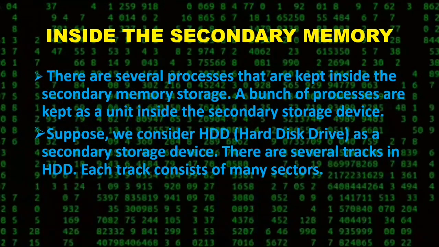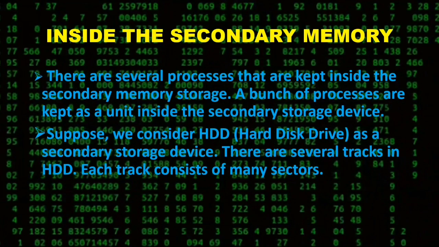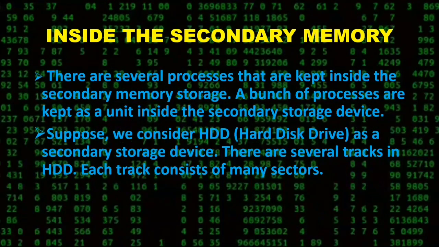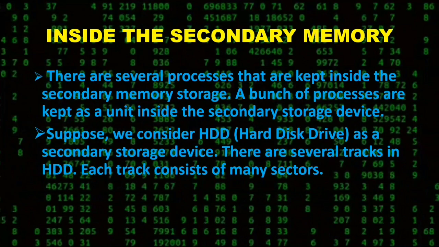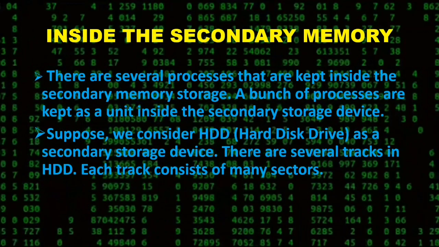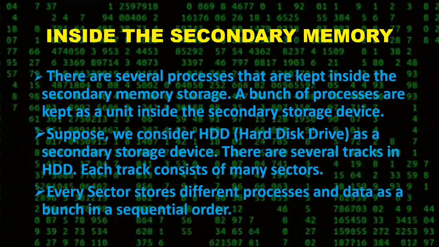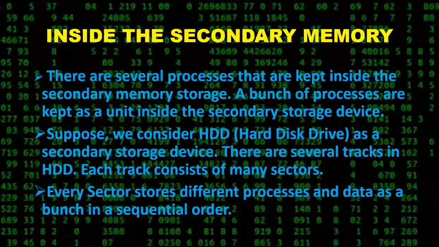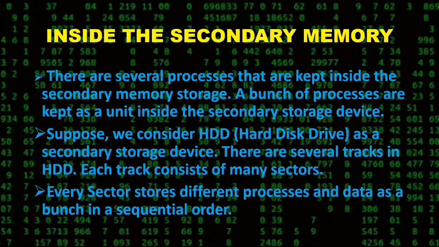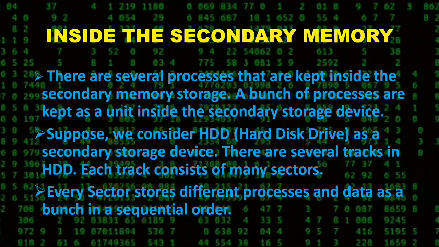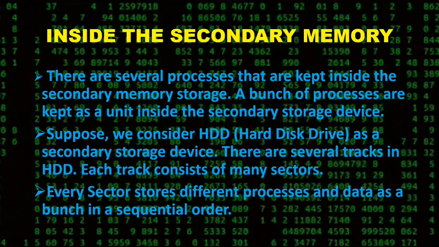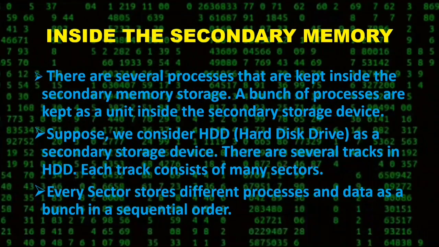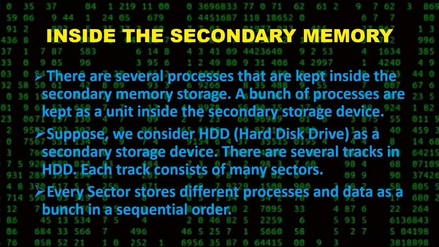If we talk about the structure of a hard disk drive, there are several tracks in a hard disk drive. Each track consists of many sectors. Now every sector stores different processes within it. I will give a diagram. From that, I think it will be clear to you what a sector is, what a track is, and how a process is stored inside the sector.